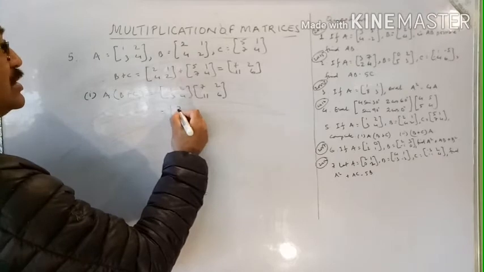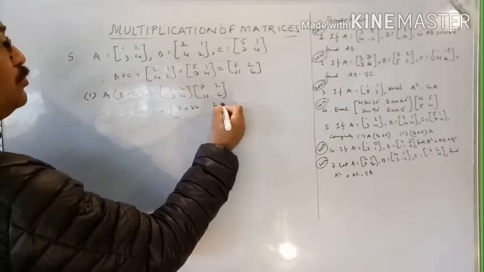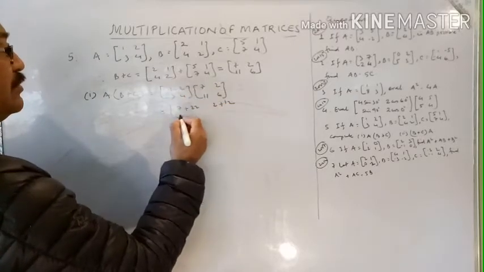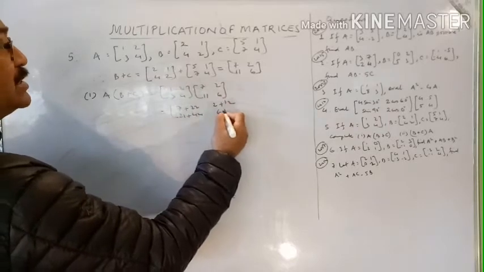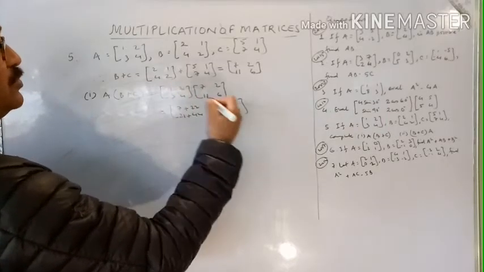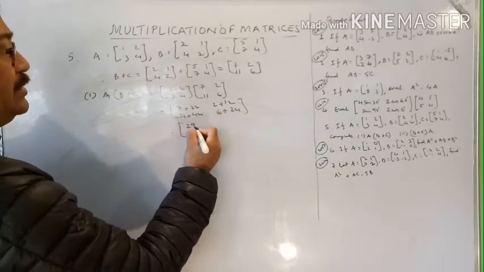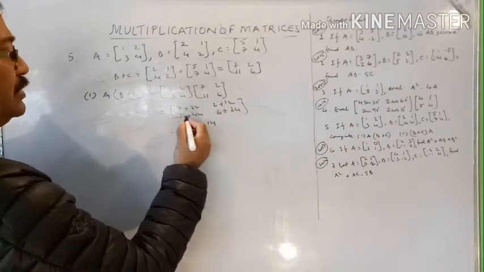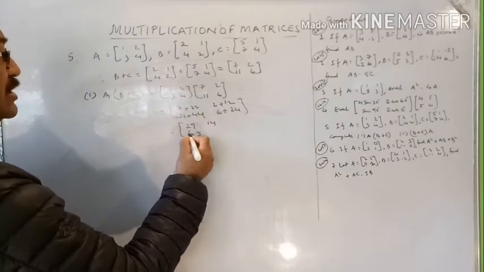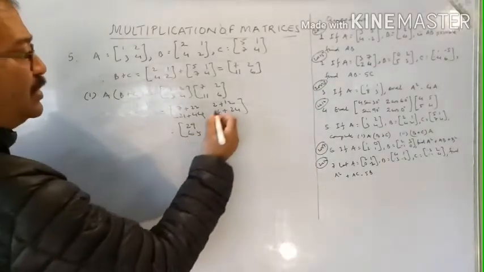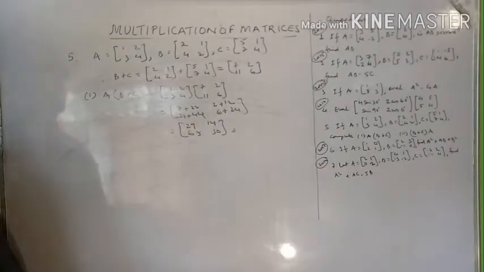So this is 7, 2, 11, 6. 1 into 2 plus 2 sixes are 12, 3 sevens are 21 plus 44, 11 fours are 44, 3 twos are 6 plus 24. Okay, so this is equal to 7 plus 22 is 29, 12 plus 2 is 14, 4 plus 1 is 5 and 65, 4 plus 2 is 6, then this is 30. So this is A into B plus C.